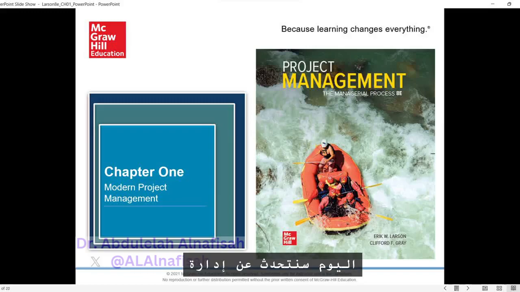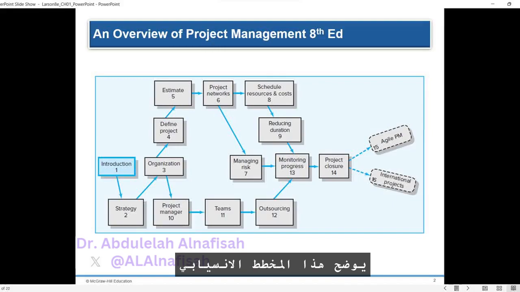Today we will talk about modern project management. This flowchart shows the steps and elements involved in project management. Project management is the process of planning, executing, and closing a project, which can be anything from developing a software to building a bridge. The flowchart outlines the following steps.